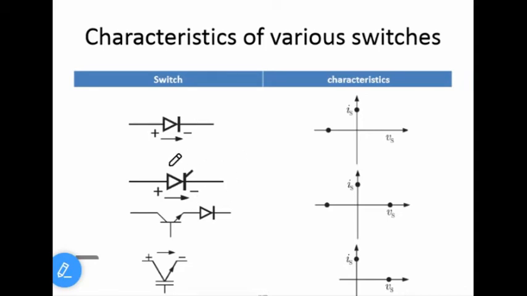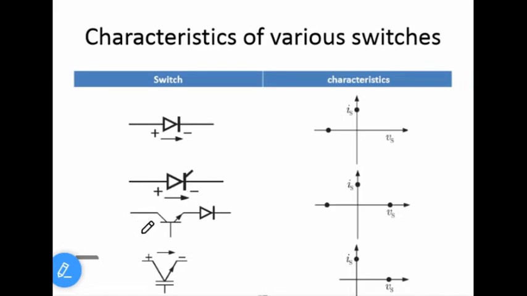Now, one more thing I want to tell you here is that the gate is a very important thing. With the gate you can do the turn-on process, and you can operate with bidirectional voltages here. You can give a positive voltage as well as a negative voltage.